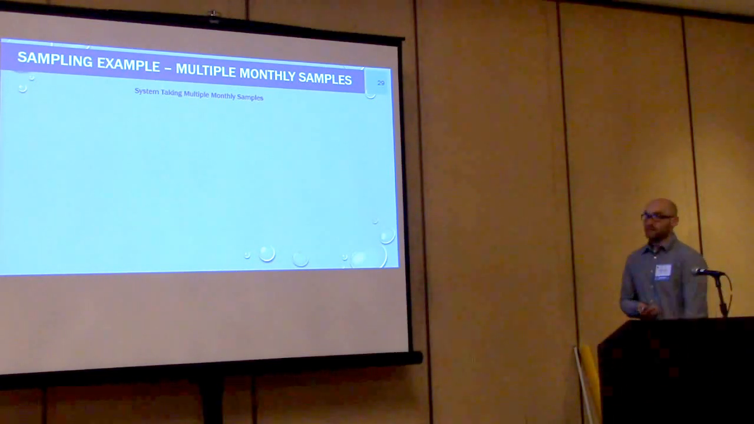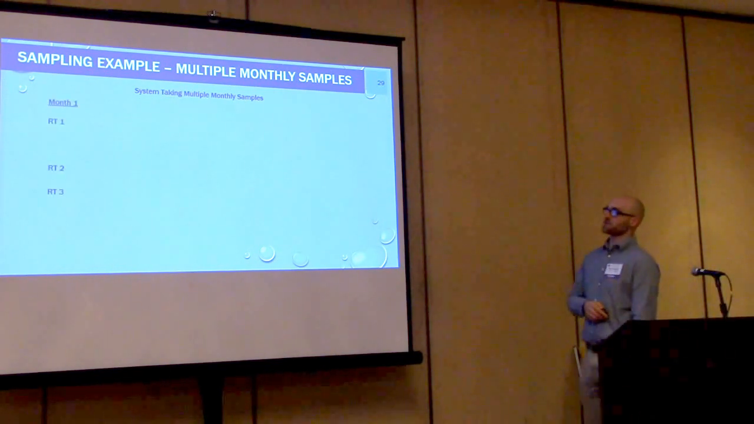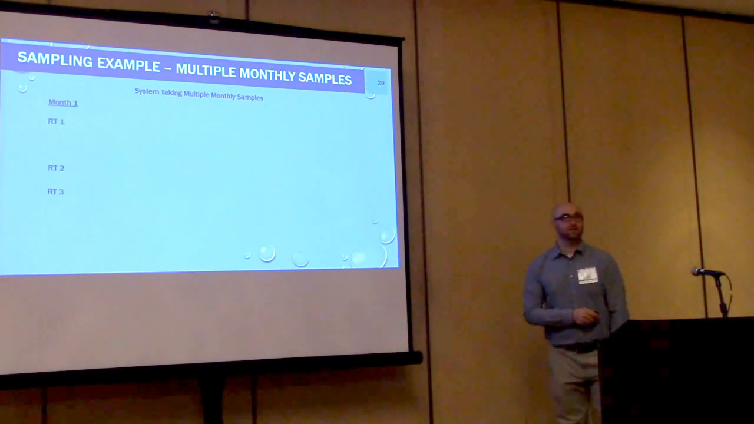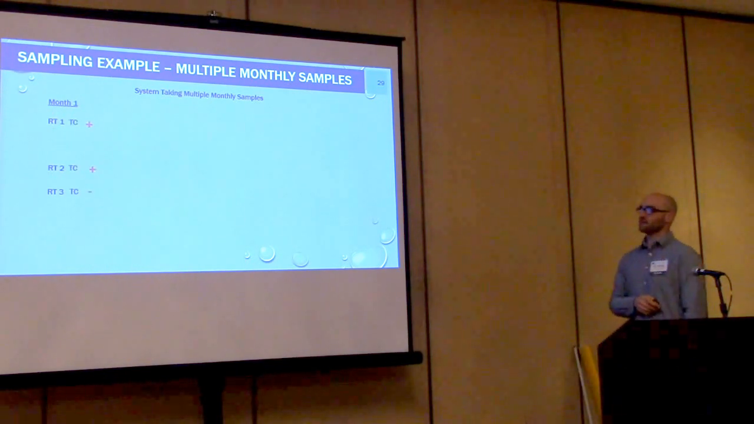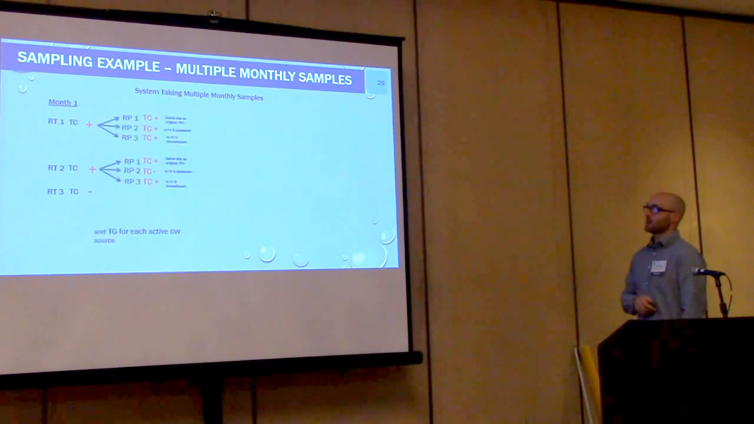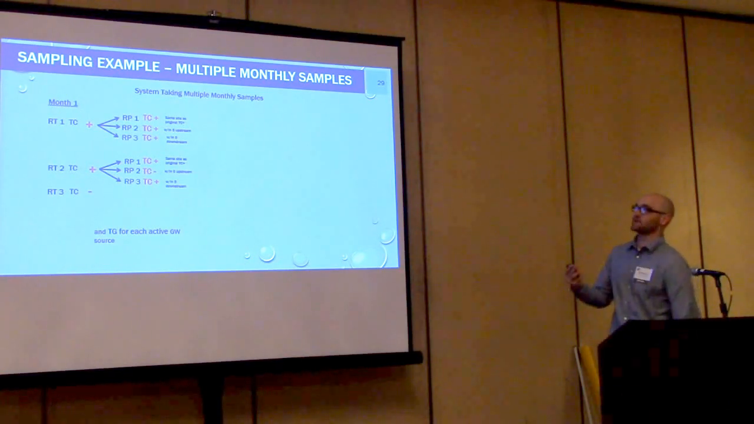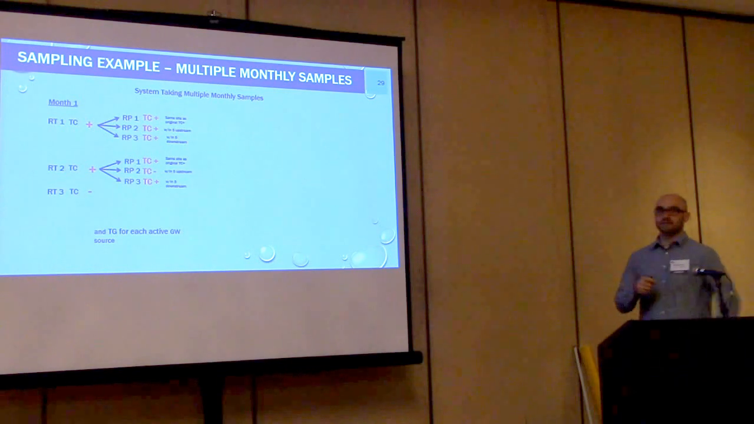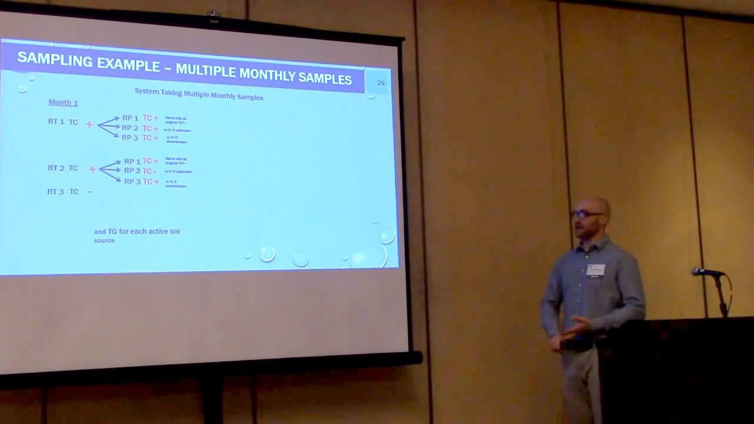So this is a bigger system. System's taking multiple monthly samples. For this example, it takes 3 monthly samples. 2 of those samples come back positive, 1 comes back absent. Because of that, the system needs to take 3 repeats for each routine positive. So 6 repeats. Same site, upstream, downstream. Next site, same site, upstream, downstream.